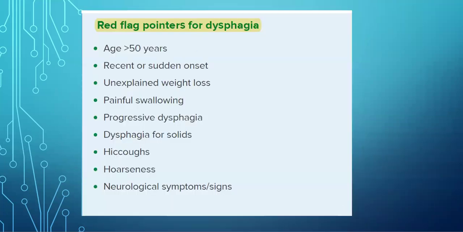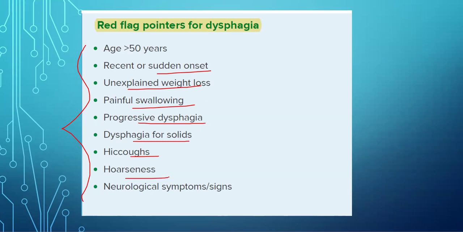So what are the red flag pointers for dysphagia? These are the symptoms or signs which will make you worry that there could be a possibility of esophageal cancer. Age above 50, recent onset of dysphagia, unexplained weight loss, painful swallowing, which is also called odynophagia, progressive worsening of dysphagia, dysphagia to only solids, hiccups, hoarseness of voice, and any neurological sign and symptom.